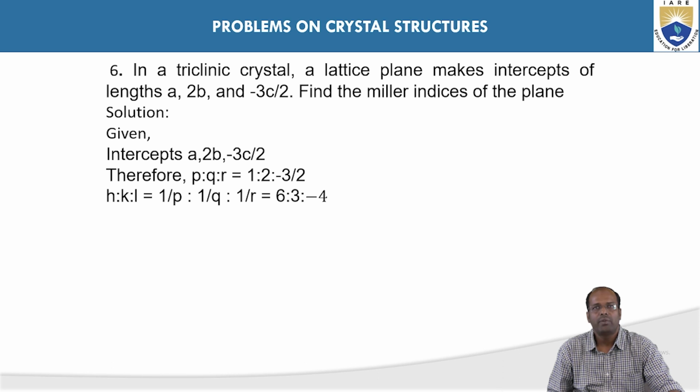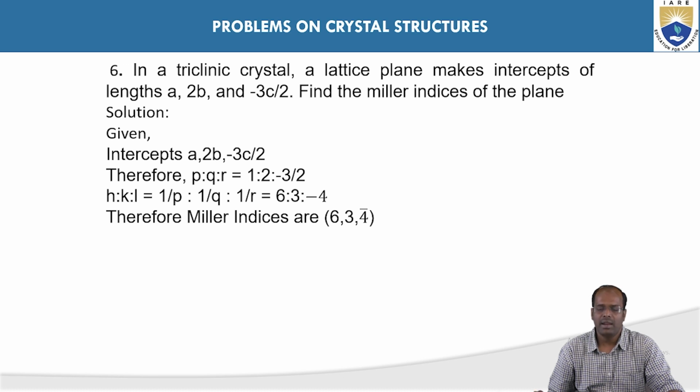So we are getting the LCM of the denominators, and the numerators. For minus 3 by 2, 2 times 2 is 4. We are taking the reciprocal of this value, so finally we get 6 : 3 : minus 4. Based on the LCM, we divide with the respective values and get the resultant 6 : 3 : minus 4. So we can represent the Miller indices with the minus 4.